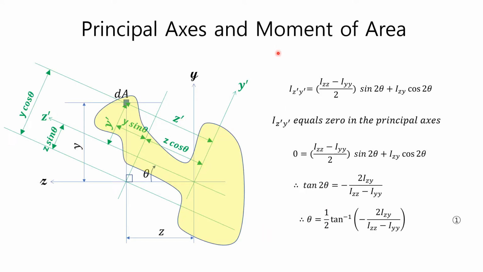I explained the principal axis can be derived from the equation for the product moment of area. We can obtain the angle from the reference axis to the principal axis using the fact that the product moment of area equals 0 in the principal axis. As a result, we can get that angle by equation 1 here.